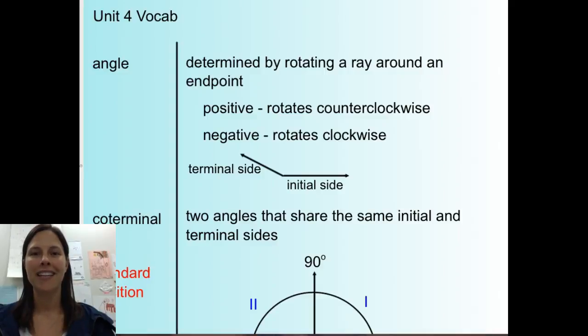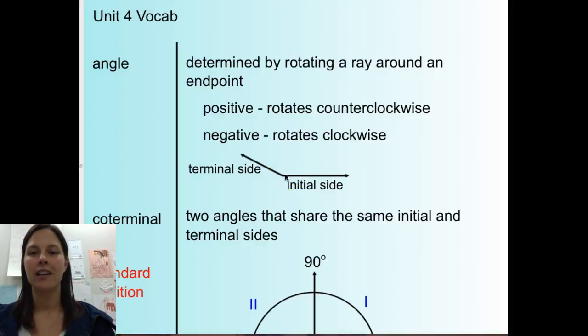Our next topic is angles, which are going to be generated slightly differently than the way you generated angles in geometry. So for our purpose, an angle starts with a ray called the initial side, and then you rotate that ray around until you create the terminal side.